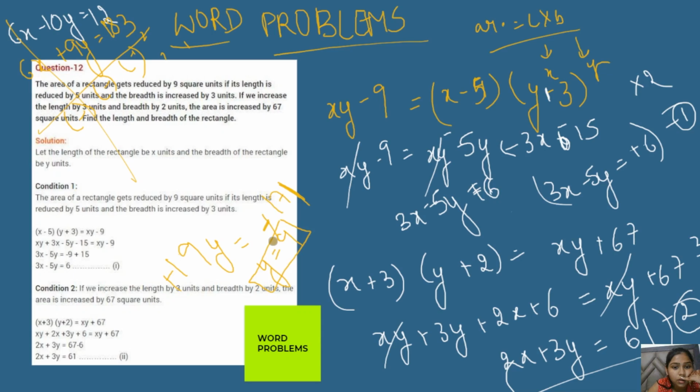Put this value of y in this equation and you will be getting 2x plus 27 equals to 61, or 2x will be equals to, like this we will solve this, 34, or x will be equal to 17 units. This is how we can just solve out the word problems.